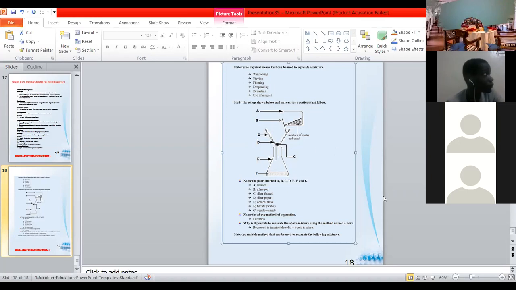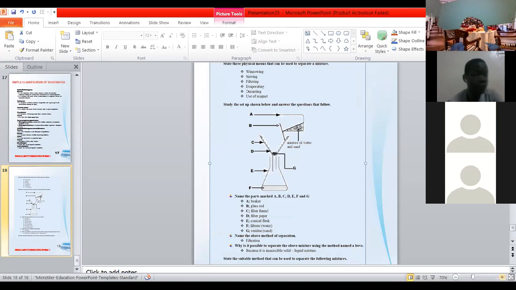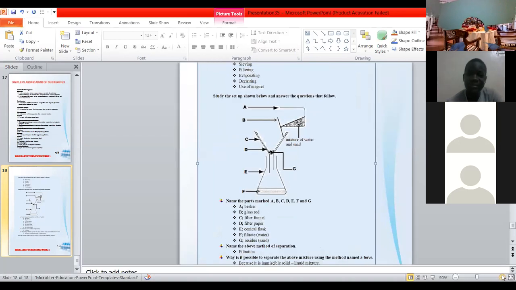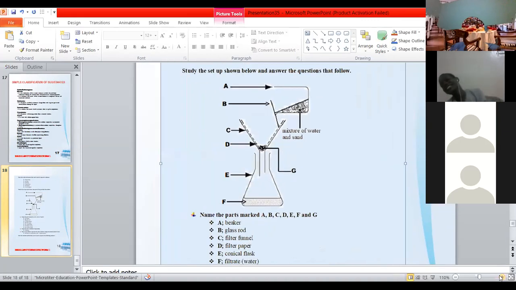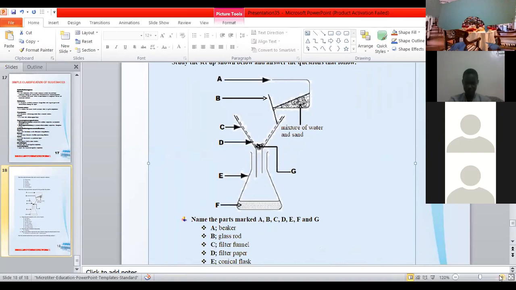Haya, wenye wako na simu weka simu kando. Messages zinaingia ni sawa tu.